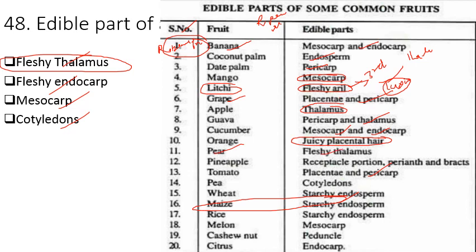Pineapple, receptacle portion, perianth and brackets. These are the edible parts in case of pineapple. Then tomato, placenta and pericarp. Then pea, cotyledons. Wheat, starchy endosperm. Maize, starchy endosperm. Rice, again starchy endosperm.